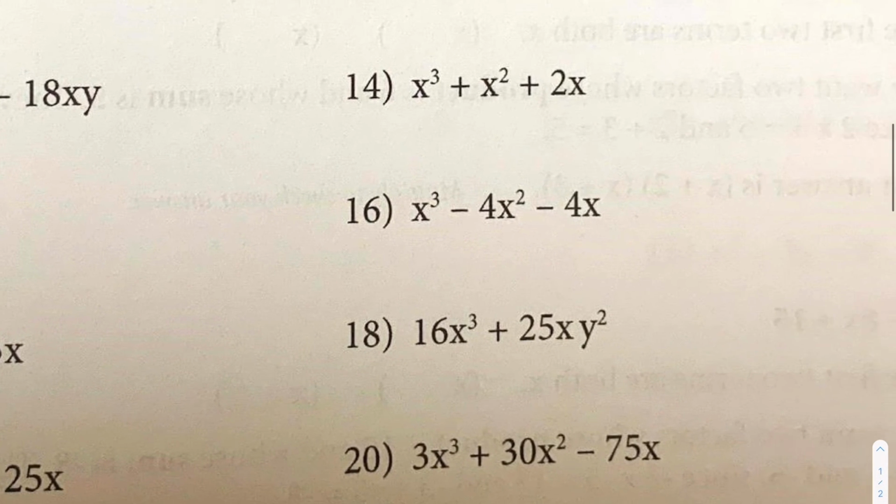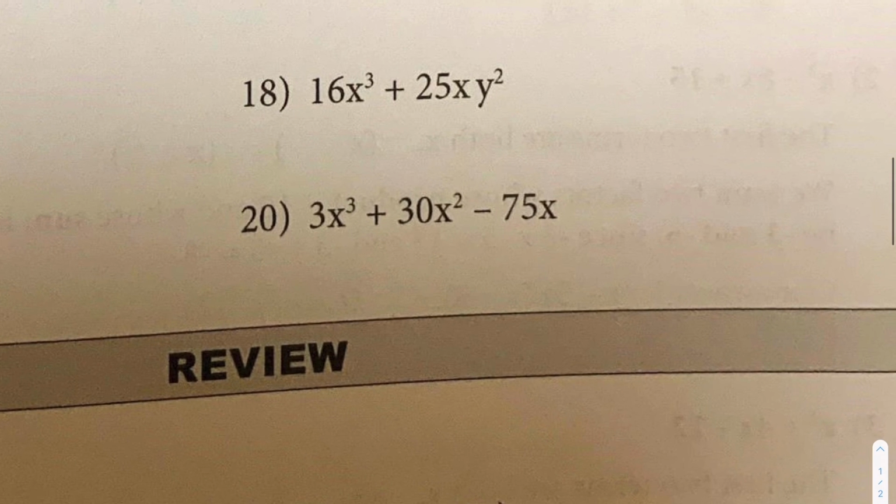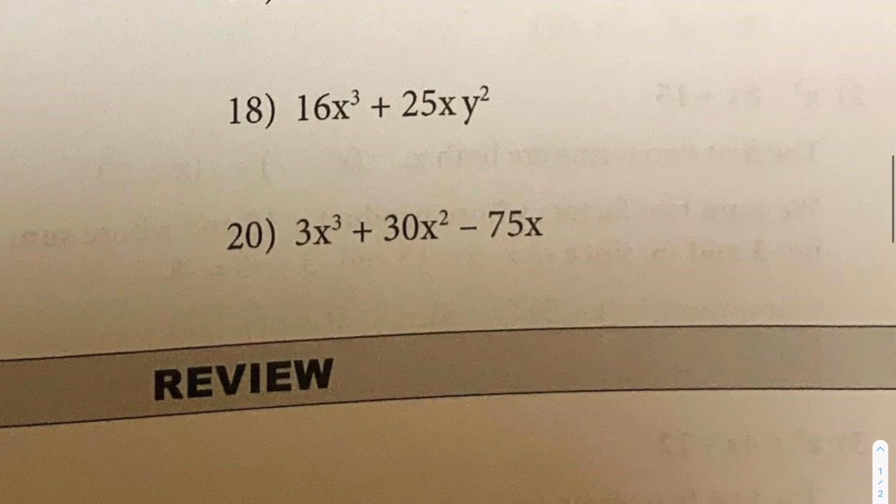Let me find another fun one. Let's do number 20. I have a 3, a 30, and a 75. 3 and 30 obviously have a 3 that fits inside them, a common factor. 75, if you mess around with it, is 3 times 25. So 3 is in common to all of those numbers.